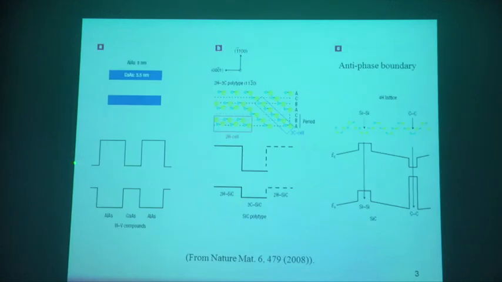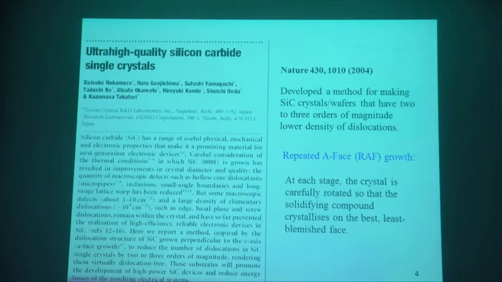And in nano form, you can make superlattices from the same material, so you don't need sophisticated epitaxial growth, right? You can grow different polytypic forms of silicon carbide and make quantum well structures like this. So it's a very promising material.